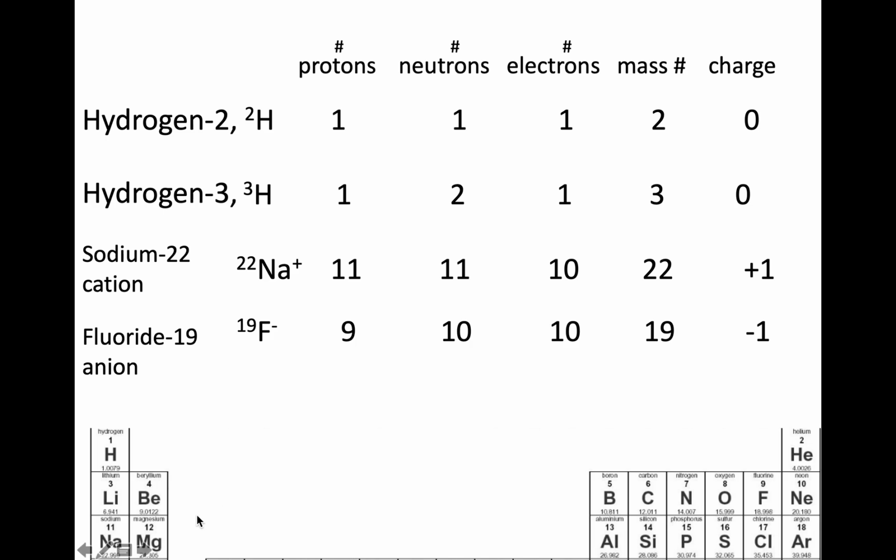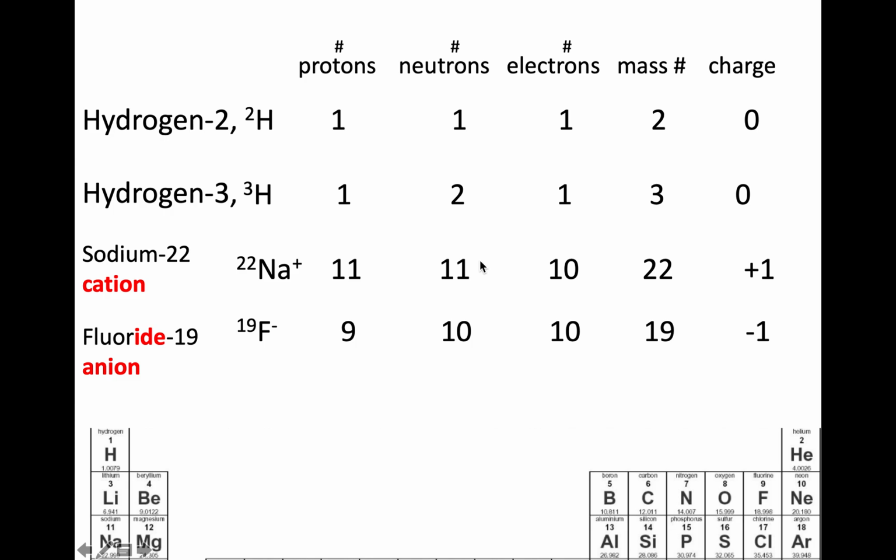Here are the answers for me. Okay, so this would be hydrogen 3, mass is 3. We see the difference there is because it has 2 neutrons instead of 1. We have something with a positive charge, something with a negative charge, because we have an imbalance between the number of protons and the number of electrons.